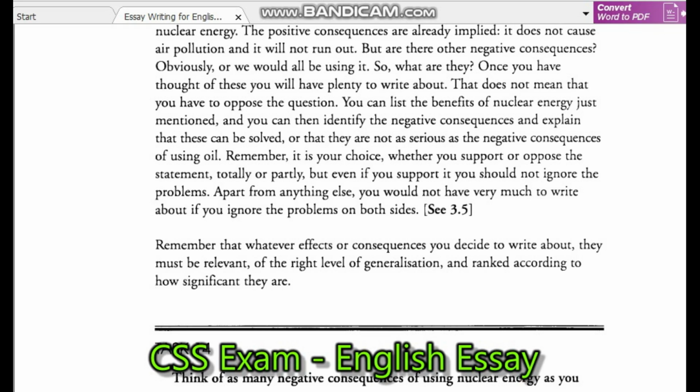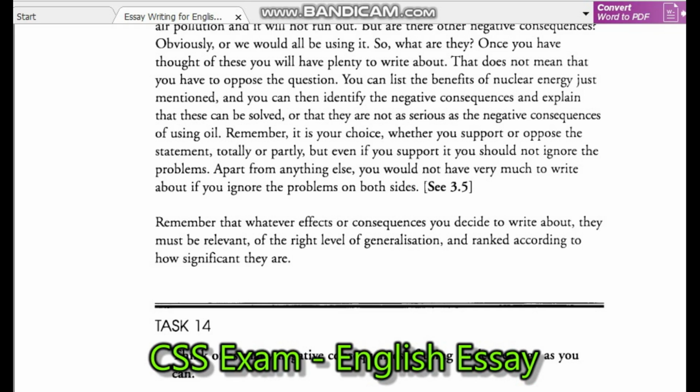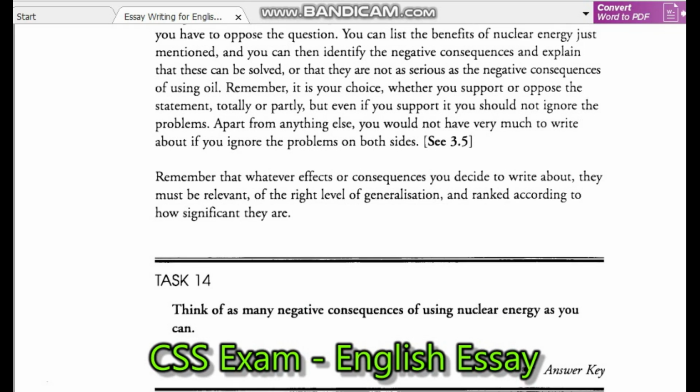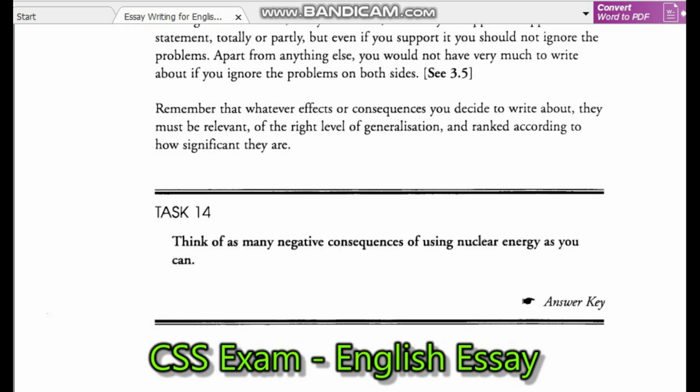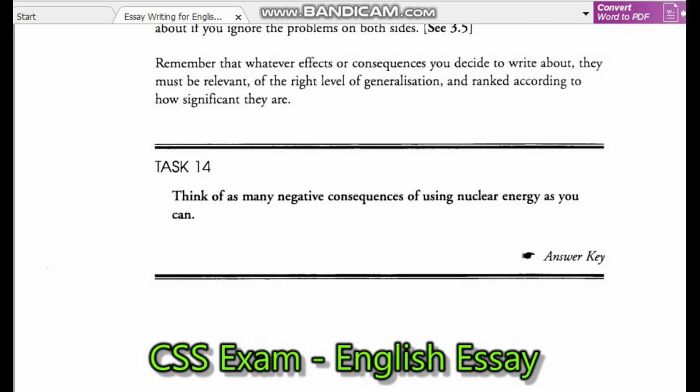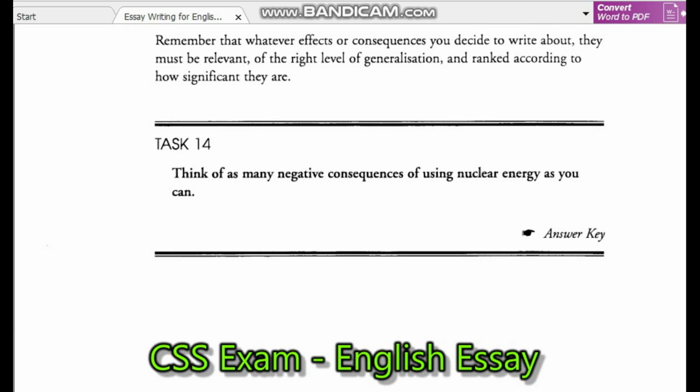Apart from anything else, you would not have very much to write about if you ignore the problems on both sides. Remember that whatever effects or consequences you decide to write about, they must be relevant, of the right level of generalization, and ranked according to how significant they are. Task 14. Think of as many negative consequences of using nuclear energy as you can.